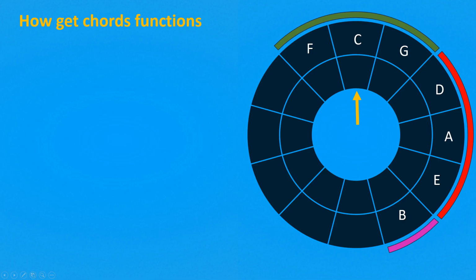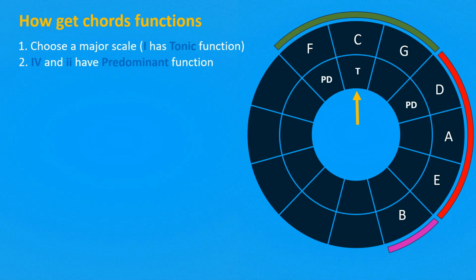Trick number 5. Functional harmony. Choose the major scale, for instance C major. The first degree has tonic function. We are at home, the release of the movement. The fourth and the second have a predominant function. They start the movement. The fifth and the seventh have a dominant function. They are unstable, they need to return as soon as possible to the tonic.